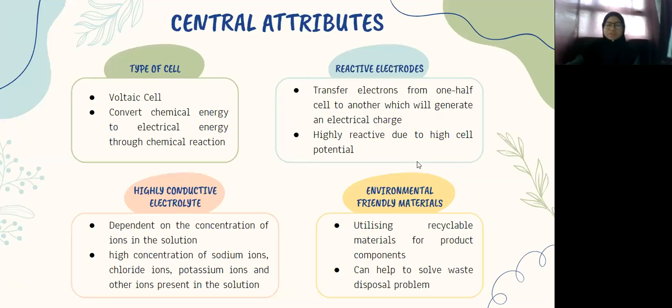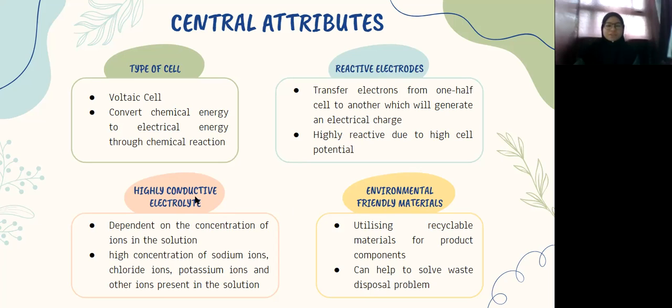So these are the central attributes for our TikTok water clock voltaic cell: type of cell, reactive electrodes, highly conductive electrolyte, and environmentally friendly materials. For the type of cell, we are using a voltaic cell, which converts chemical energy to electrical energy through a chemical reaction, and it is also a spontaneous reaction. For the reactive electrodes, the purpose of the electrode is to transfer electrons from one half cell to another, which will generate an electrical charge. The electrode must be highly reactive, by having a high cell potential.